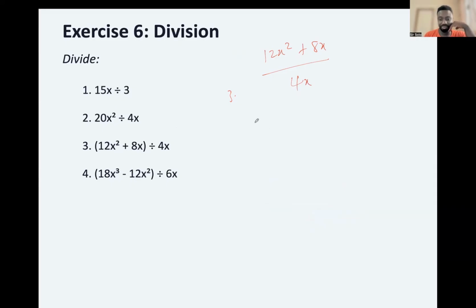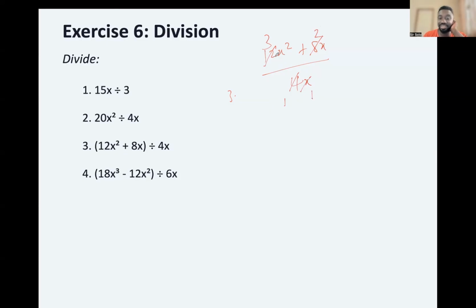Then you take the coefficient of this 4x. We divide each of the coefficients we have. We divide 12 by 4, which is 3. We divide 8 by 4, which is 2. That's the coefficient there. The x we have.